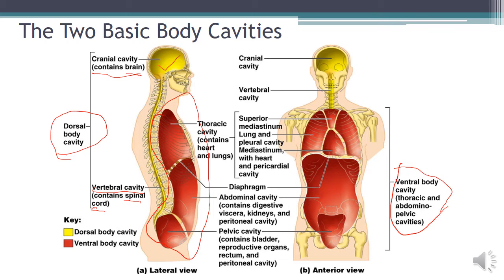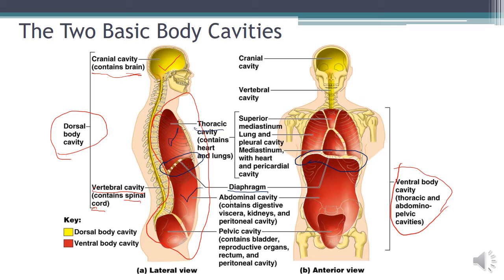The two major cavities that you're going to find inside the ventral body cavity are the thoracic cavity and the abdominal pelvic cavity. Now these two cavities are separated from each other by a dome-shaped muscle under the rib cage called the diaphragm. Okay, the diaphragm. So the diaphragm makes this major separation, this upper cavity and then this lower cavity. The upper cavity is thoracic. The lower cavity is abdominal pelvic.